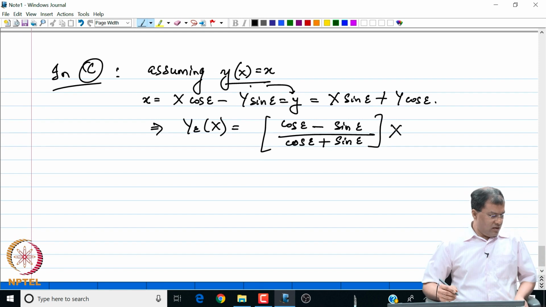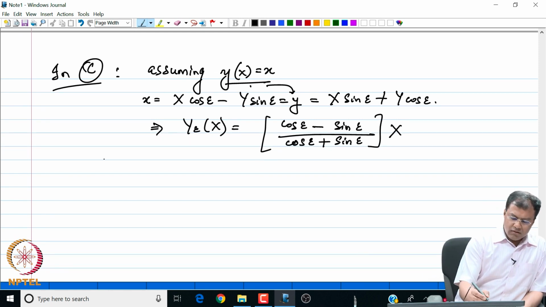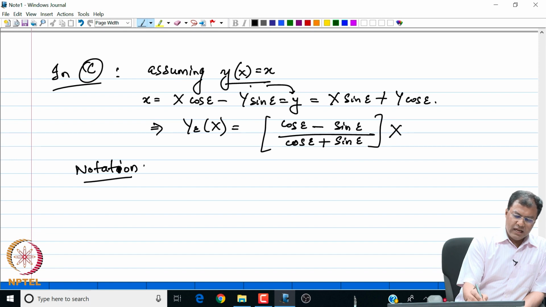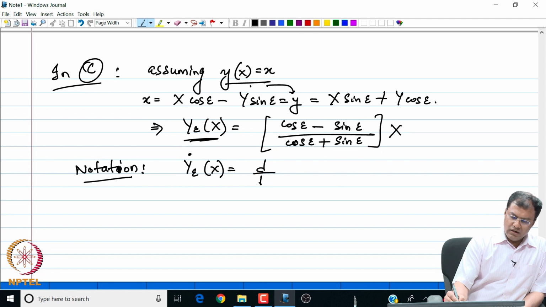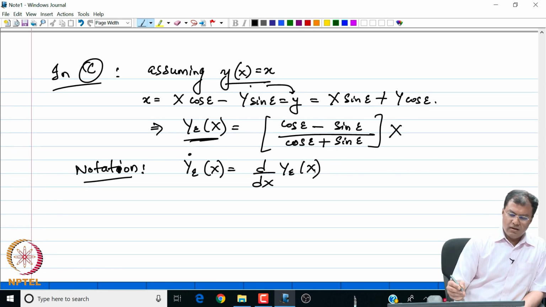Okay. Then I also need to introduce some notation. I need to introduce the derivative of these new functions in this new coordinate system. The notation is y dot epsilon of X. We see that this is d/dX of y epsilon of X. So, this is my definition of y dot.